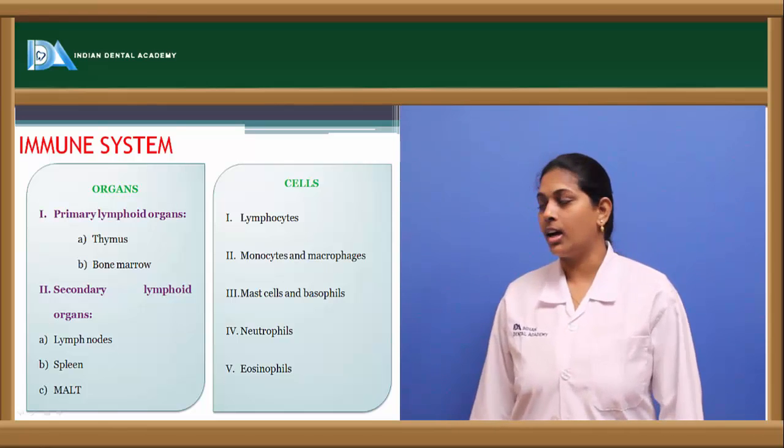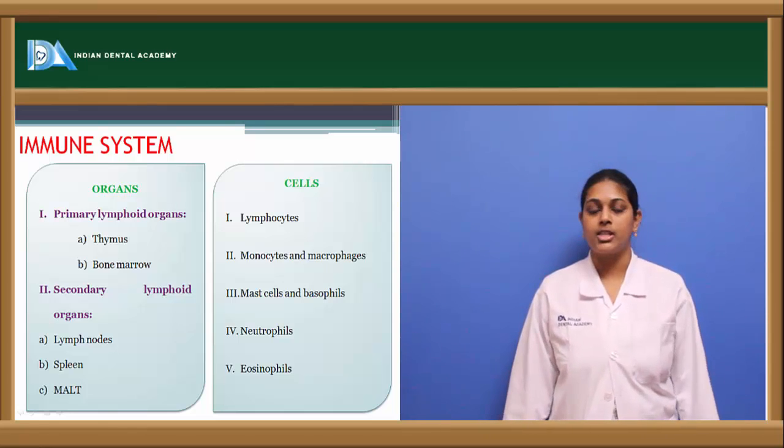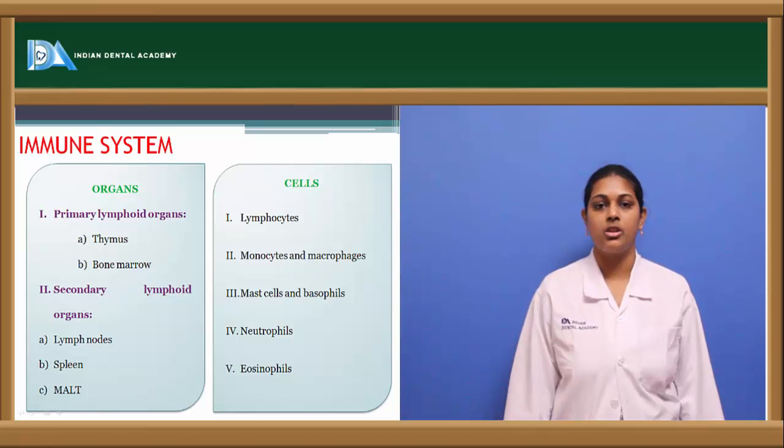Coming to the cells, the first line of cells are the lymphocytes. Then come the monocytes and the macrophages. Then come the basophils, neutrophils, mast cells, and eosinophils.